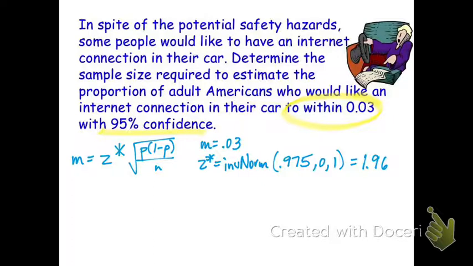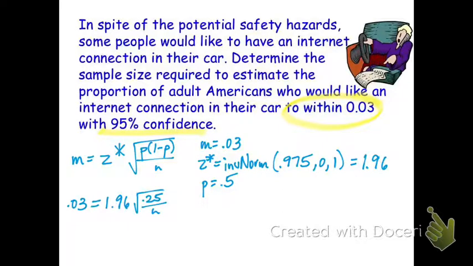And I don't know what P is. It's not given, so I'm going to use P equals 0.5. So I'm going to plug in everything that I know. 0.03 equals 1.96 square root 0.5 times 0.5. You can honestly skip a step and just put in 0.25 because it's always going to be 0.25 over N.